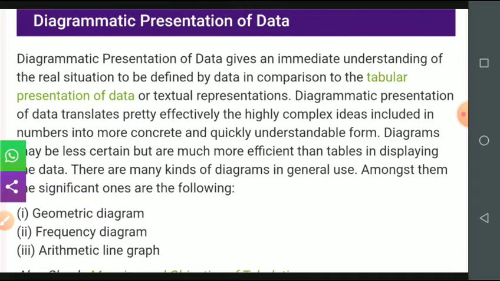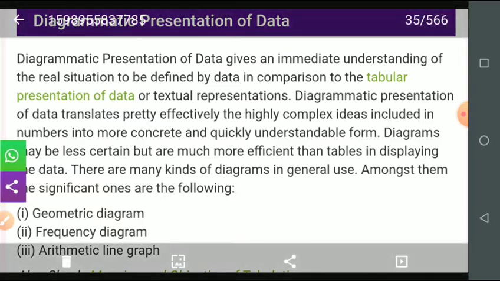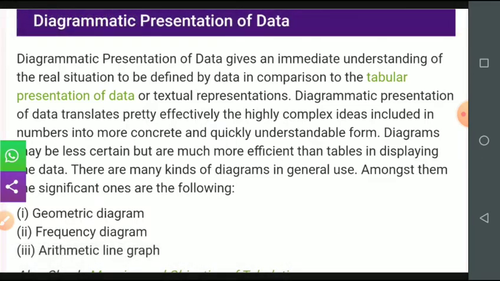Diagrams may be less certain but are much more efficient than tables in displaying the data. There are many kinds of diagrams in general use. Amongst them, the significant ones are the following: geometric diagrams, frequency diagrams, arithmetic diagrams.